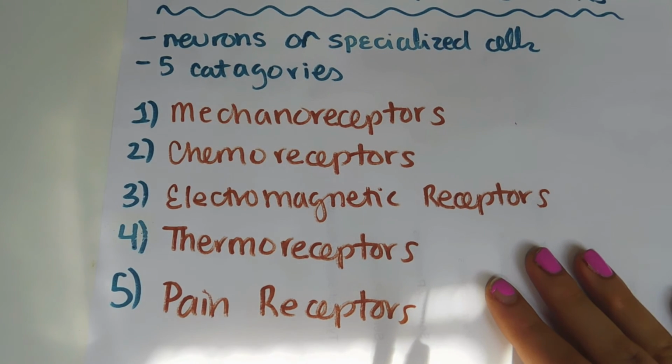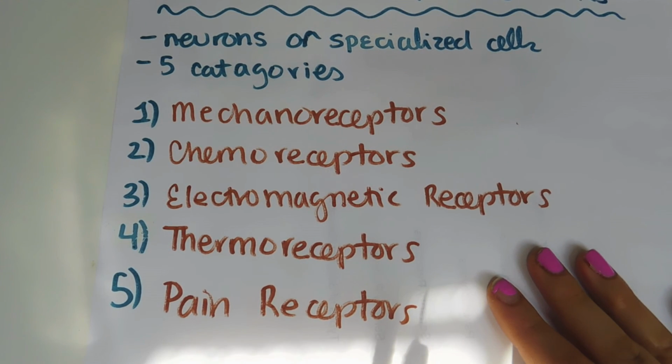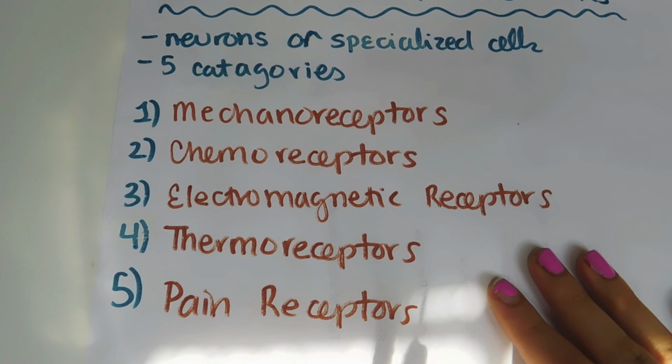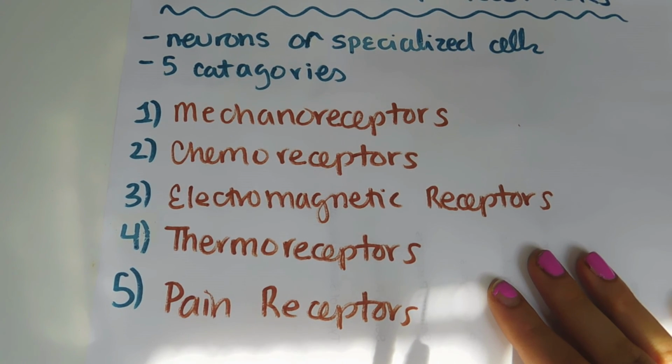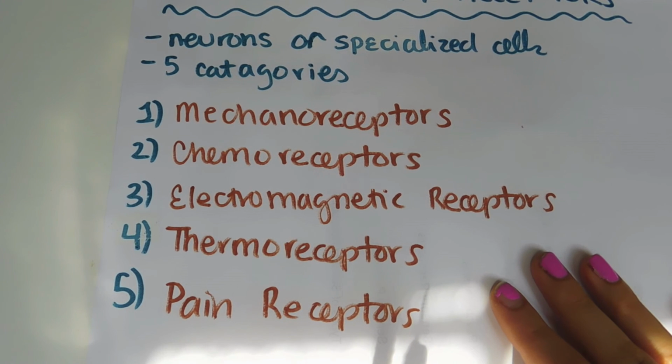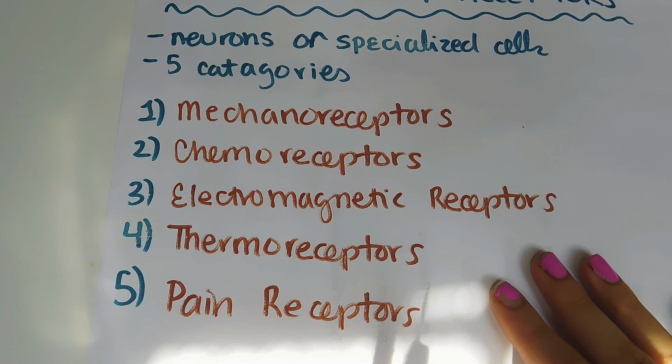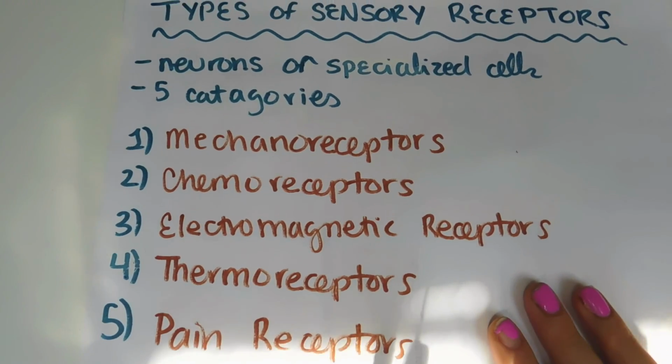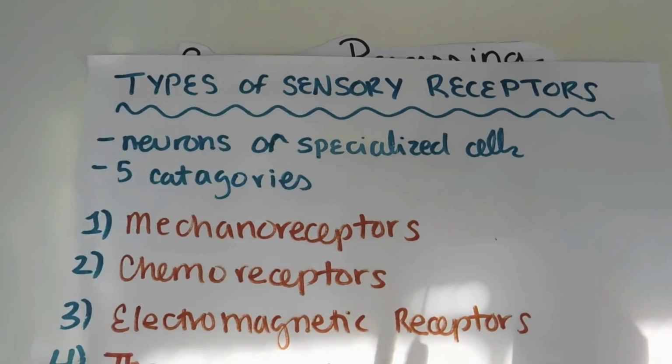Those are thermoreceptors. And then pain receptors, this is extreme pressure or extreme temperature, or it could also be certain chemicals. It's kind of a combination of all of them that can cause damage to tissue and thus instigate pain. And that is basically sensory processing in a nutshell.